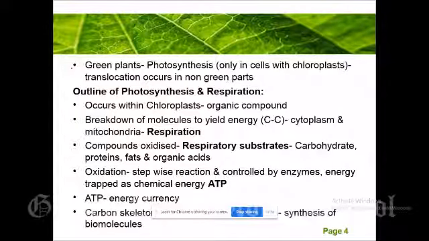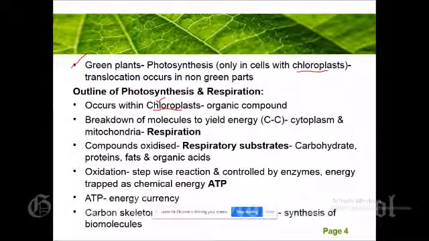In green plants, photosynthesis occurs only inside certain cells. We know that photosynthesis takes place inside the chloroplast, the green-colored plastid. It does not occur in the non-green parts. Photosynthesis always takes place where chlorophyll is present. This is the outline of photosynthesis and respiration. As I told you, photosynthesis takes place in the leaves, and in the leaves it occurs in the chloroplast.